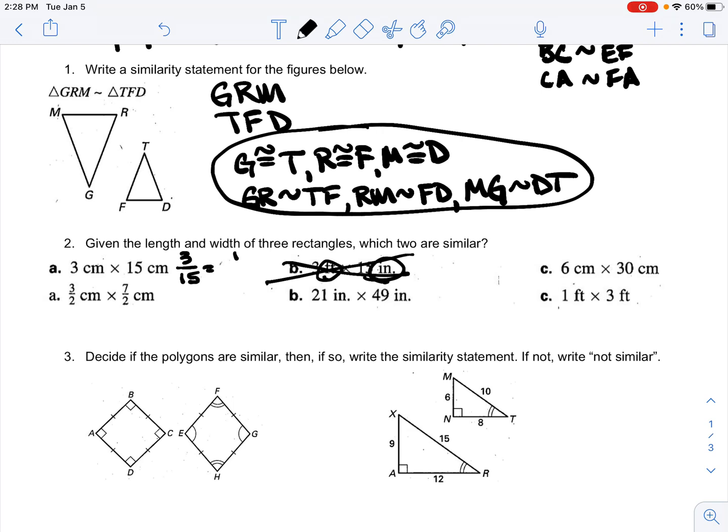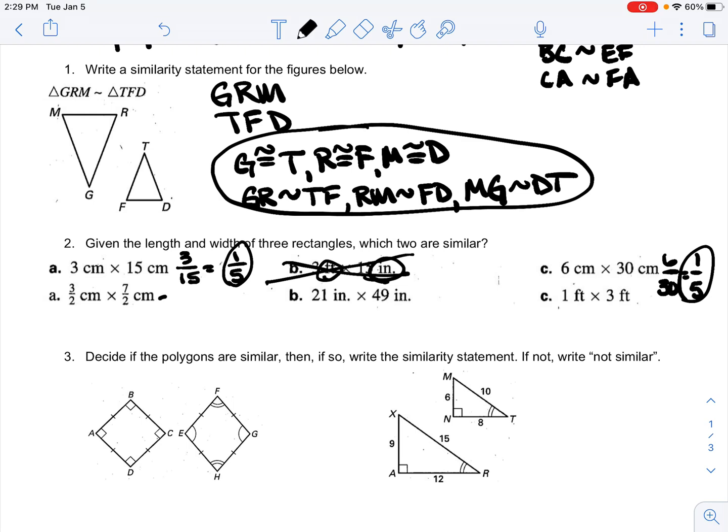This can be reduced down to 1/5. Now, if you're not comfortable reducing fractions, use a calculator. Desmos will do it very quickly. But 6 also goes down to 1/5. And you can see that 1/5, guess what? That's our scale factor.